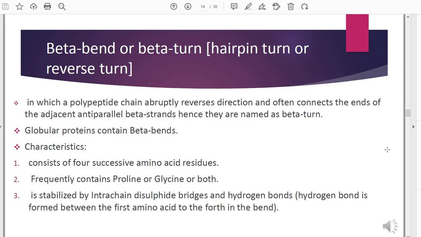Here is a new bond, the disulfide bond. We will explain it in detail in the tertiary and quaternary structure. Disulfide bond and hydrogen bond are formed between the first amino acid and the fourth. We said it is 4 amino acids. The hydrogen bond is formed between the first and the fourth. Also there is an intra-chain disulfide bond. This is the beta bend or the beta turn.